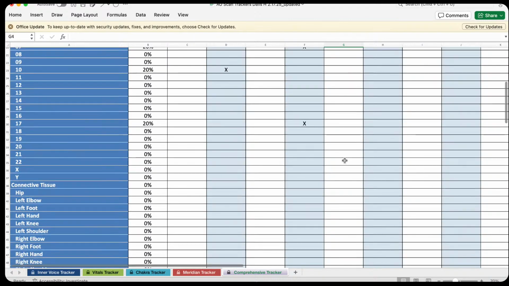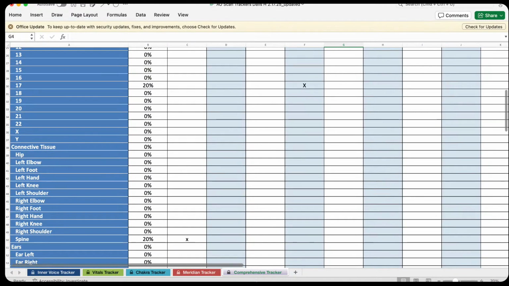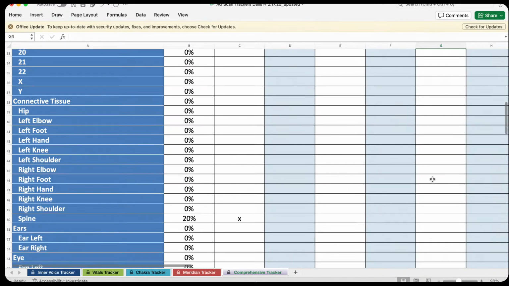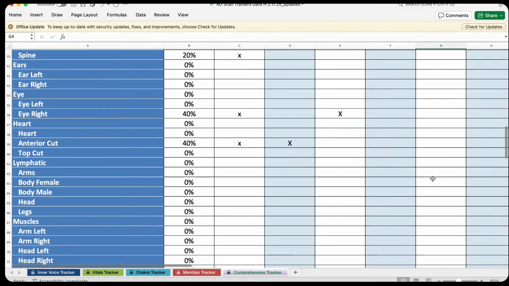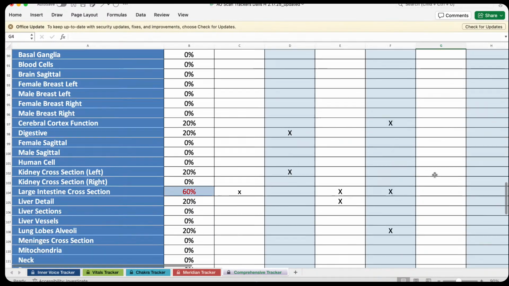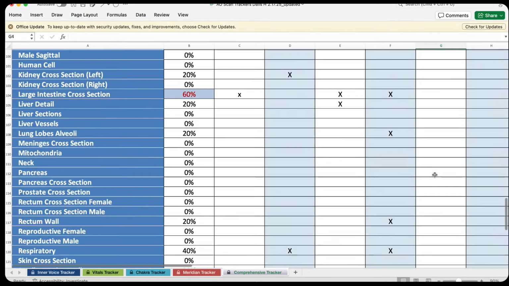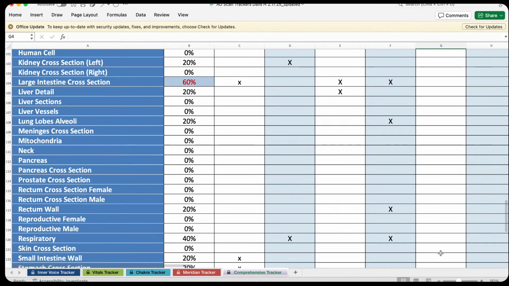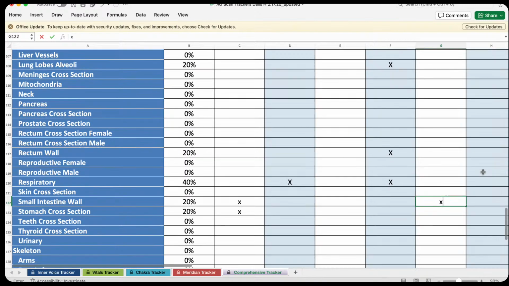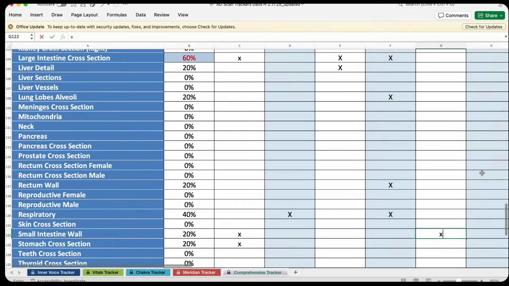Let me go down here to organs. Actually, let me zoom in just a little bit. And we are at G. All right. Put an X there. What was the second one? Organs, reproductive female. And then organs, wait, liver detail. One second.